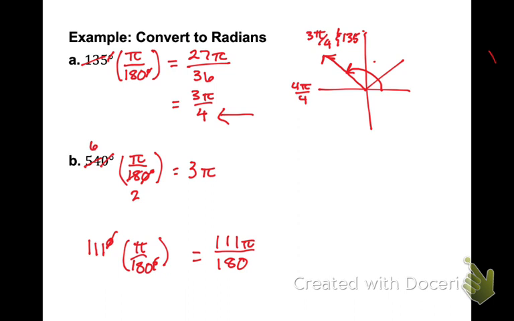Actually, I lied, because 111 does reduce by 3, doesn't it? Well, we didn't know that. You don't know your divisibility rule for 3? Add them up. 1 plus 1 plus 1 is 3, so 3 goes into 111, and 3 definitely goes into 180, correct?